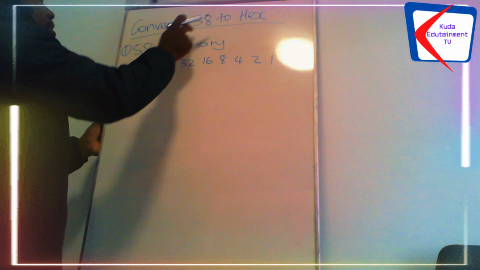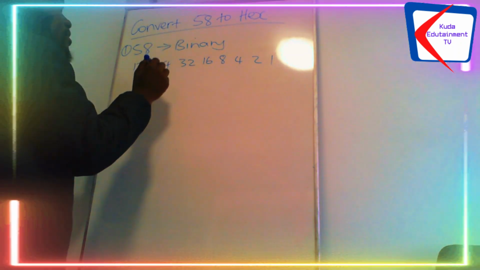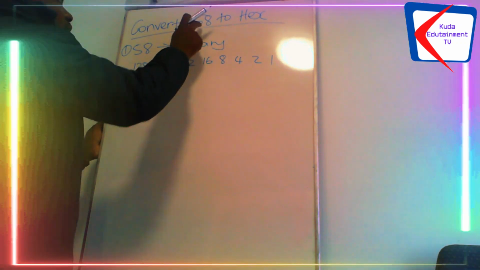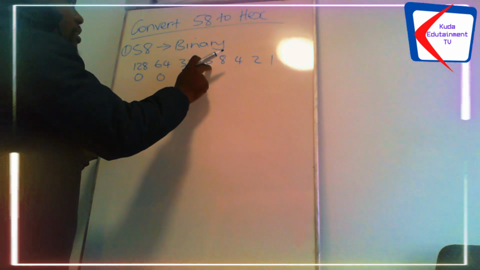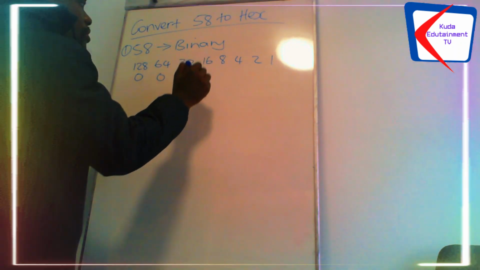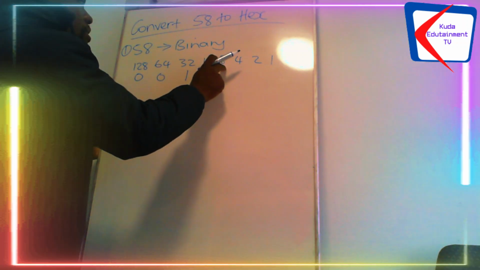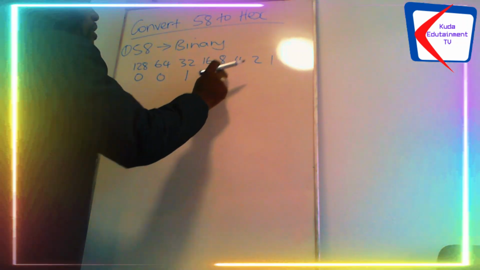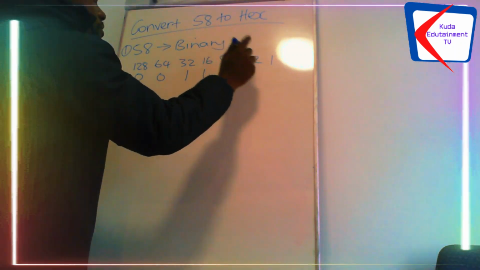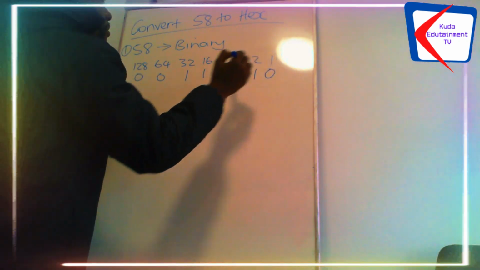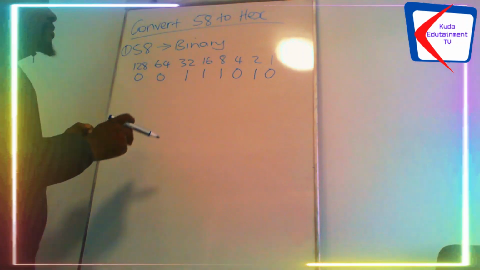So 128 is greater than 58, we switch off. 64 is greater than 58, we switch off. 32 is less than 58, we switch on, right? So 32 plus 16 will give us 48, we switch on. 48 plus 8 will give us 56, we switch on. 56 plus 4 will be 60, we switch off. 56 plus 2 is 58, we switch on, and then we switch off here. So now we have the binary equivalent for decimal 58.